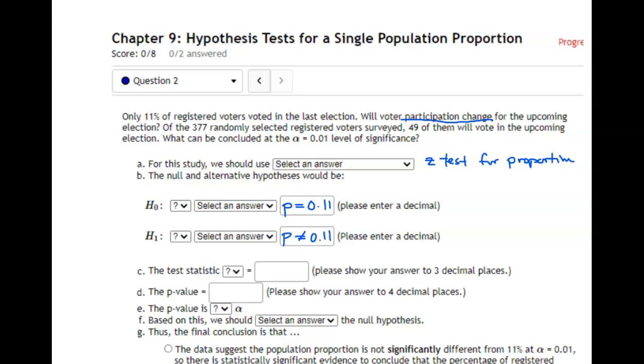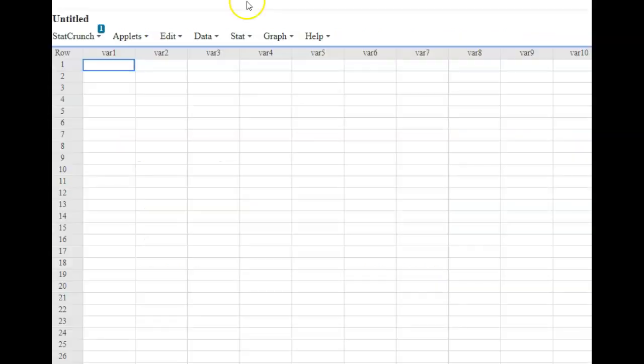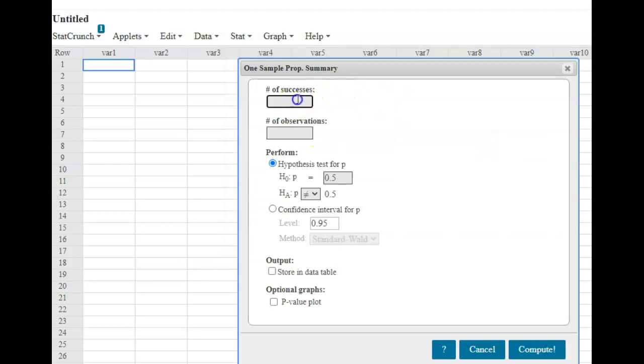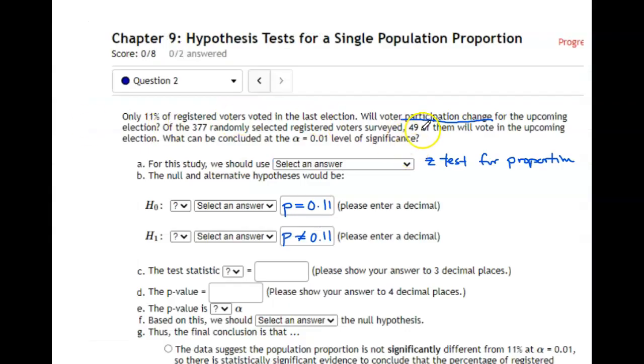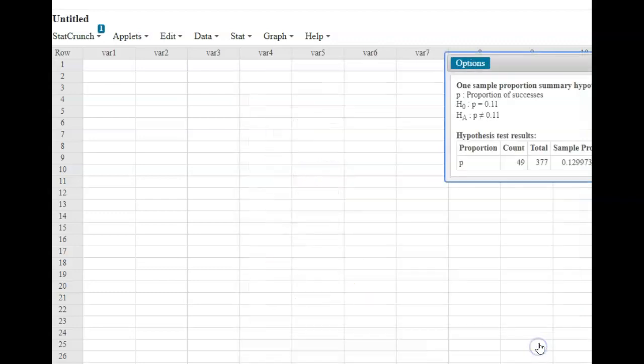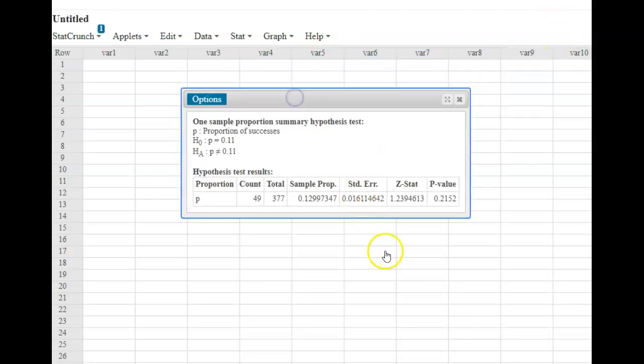Right, so now we do the calculations. With StatCrunch, you're going to go Stat, Proportion Stats, One Sample, With Summary. The number of successes is 49 out of 377, so we put 49 out of 377. Our null is p is 0.11 and the alternate is p is different than 0.11. Click compute. That gives us the results.